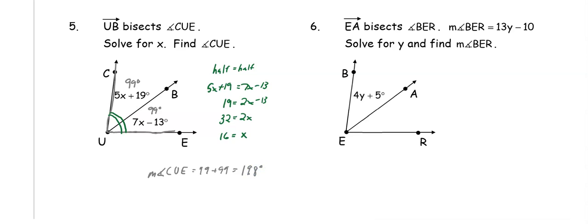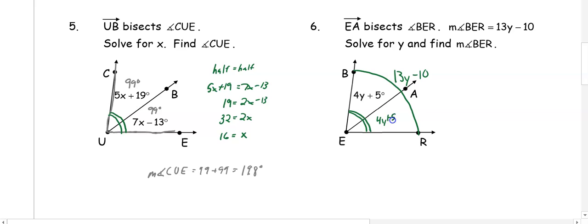In number 6, EA bisects angle BER, so these two angles are congruent. We know that the measure of BER is 13y minus 10. So in this case, we have half of an angle that is 4y plus 5, but we don't know the other half, which means the other half has to be the same, 4y plus 5. So to solve for y, we need two of the halves to equal our whole angle. So we would have 2 times 4y plus 5 is equal to 13y minus 10.